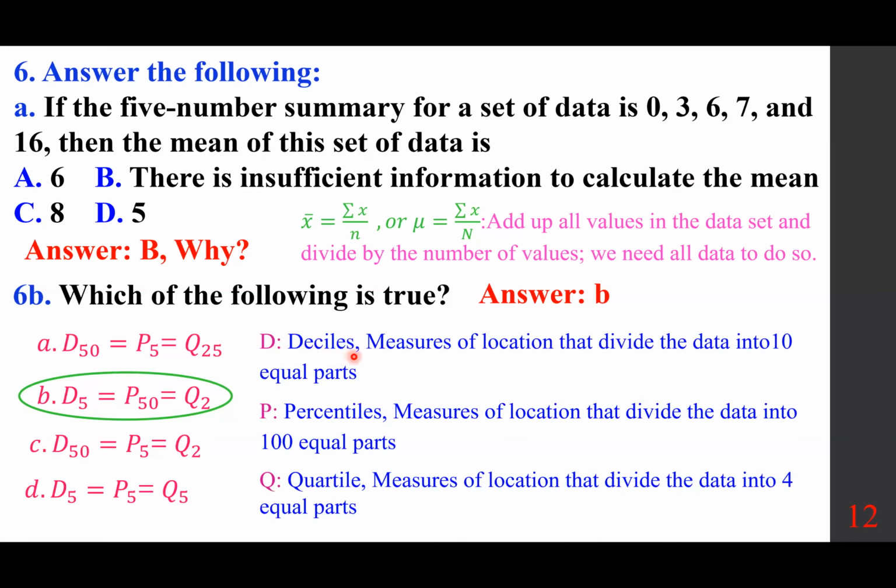D represents deciles, measures of location that divide the data into 10 equal parts. P represents percentiles, measures of location that divide the data into 100 equal parts. Q, quartile, measures of location that divide the data into 4 equal parts. Therefore, D5, P50, and Q2, they all refer to the middle of the data in essence.